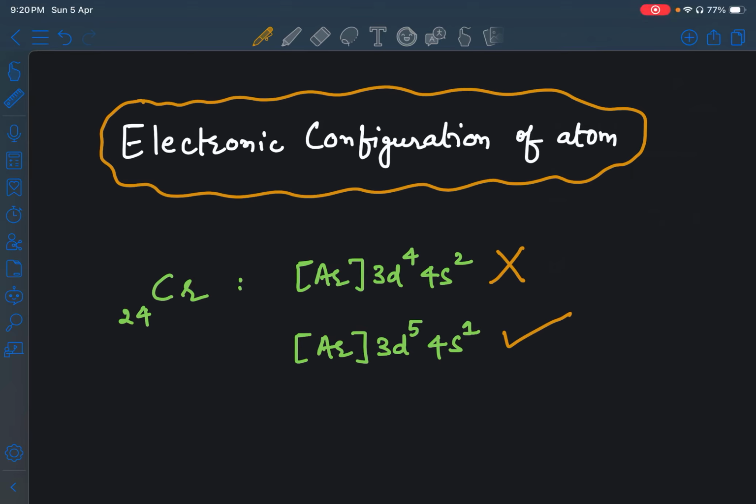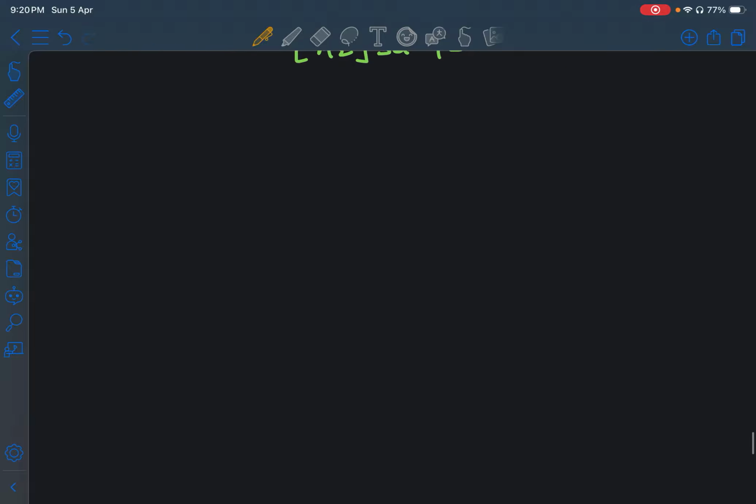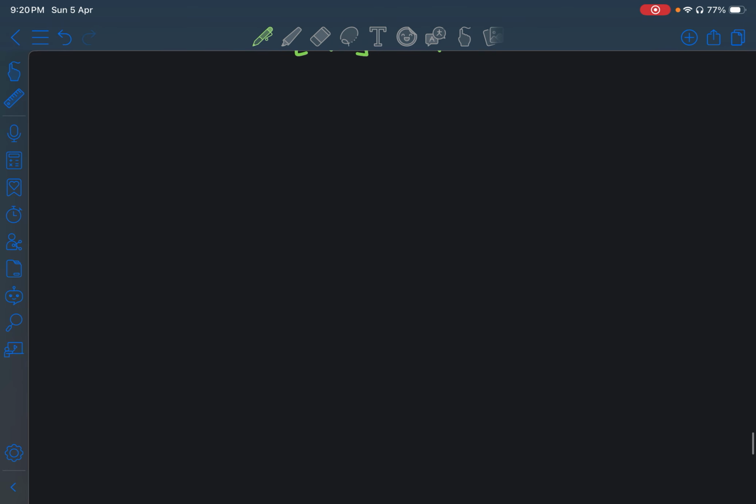Hello. Today we are going to see how to write electronic configuration of atoms in a simpler way. Starting with this topic, first of all, let's study how to write electronic configuration in general manner. So, the basic representation is nl raised to power x.